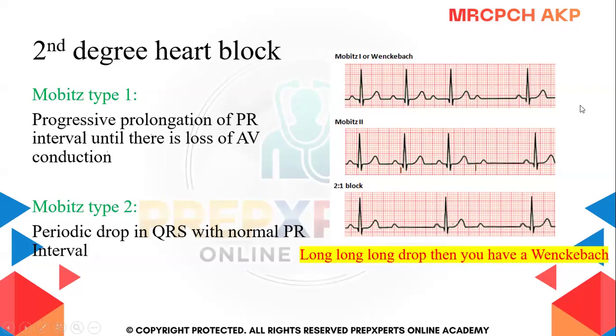Okay. But in case of Mobitz type 2, what is happening? It is a normal PR interval, but periodically there is a drop in the QRS. So now we are going to get a periodic drop in the QRS. You will start to understand a pattern, that after every 2 P waves one QRS is dropped, or after every 3 P waves one QRS is dropped. Okay, maybe you can call it 2:1 or 3:1. Okay.